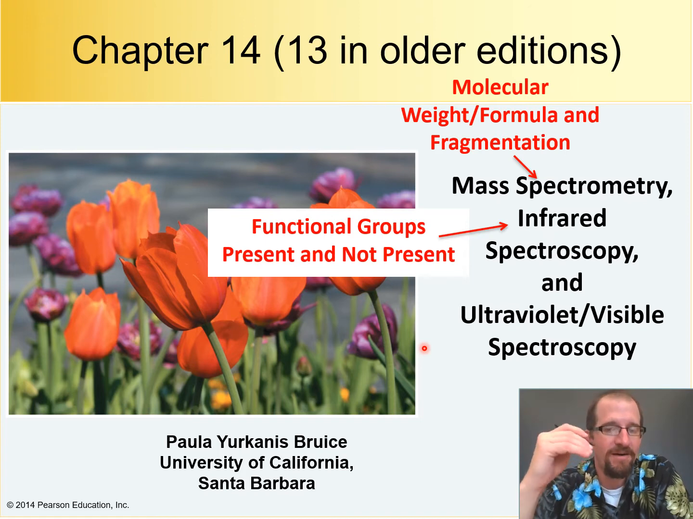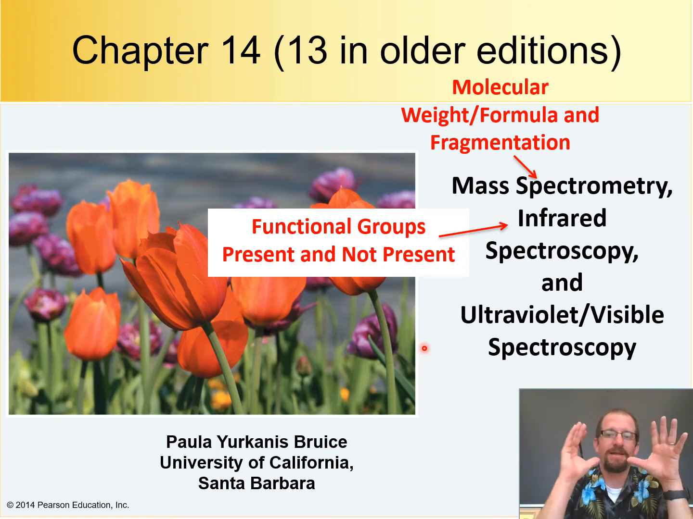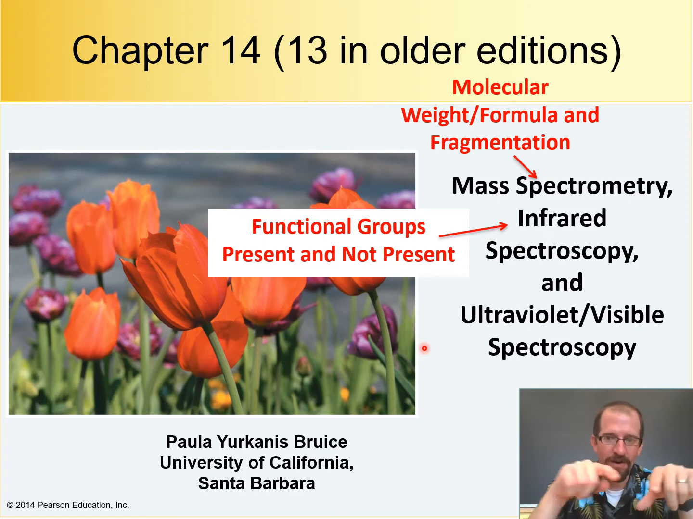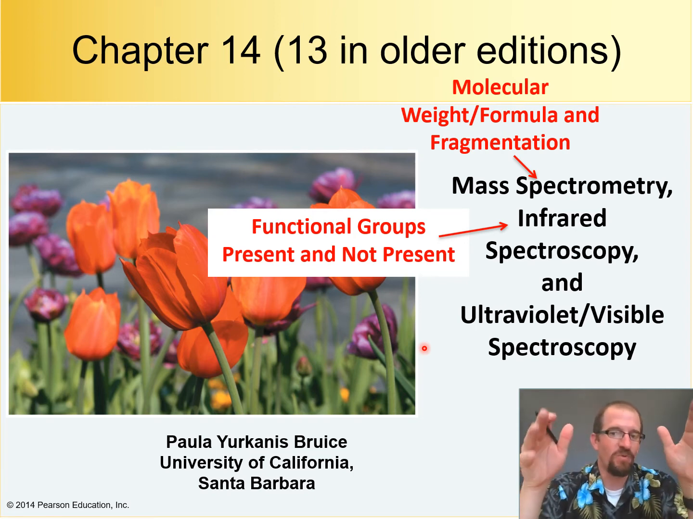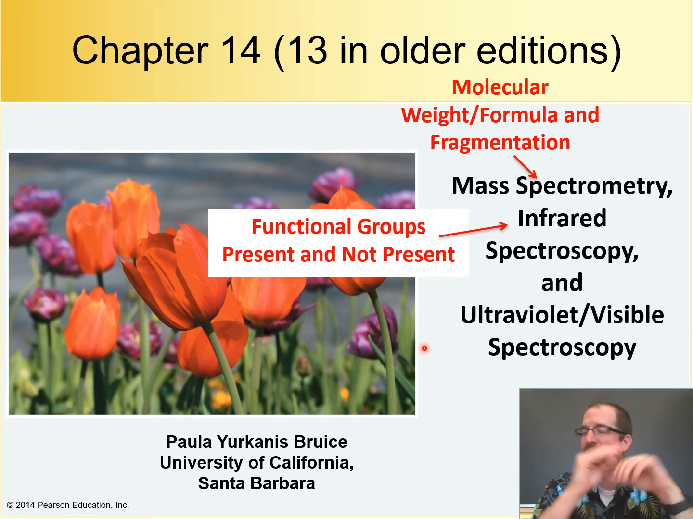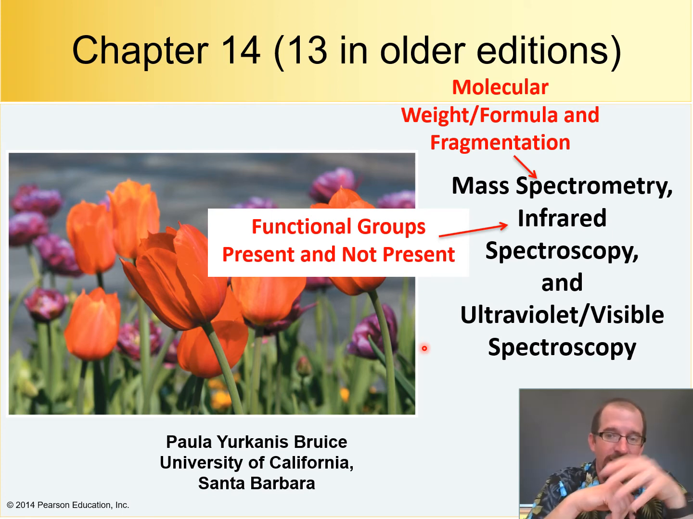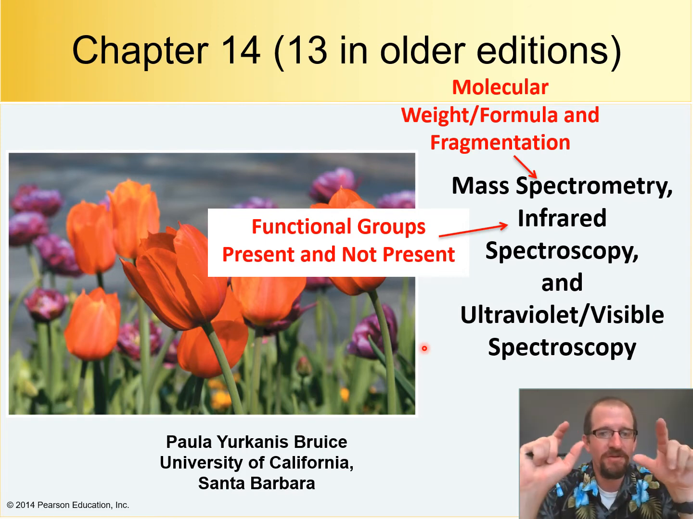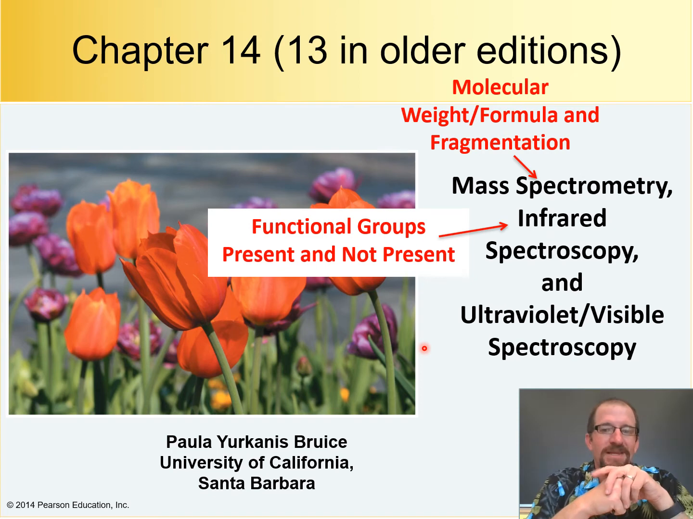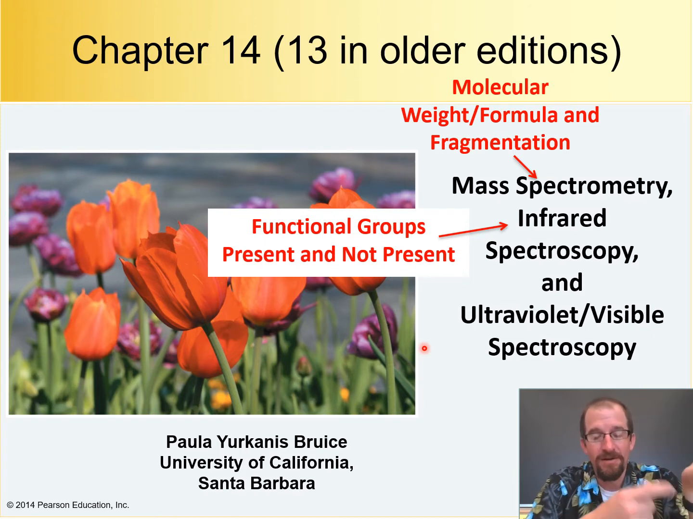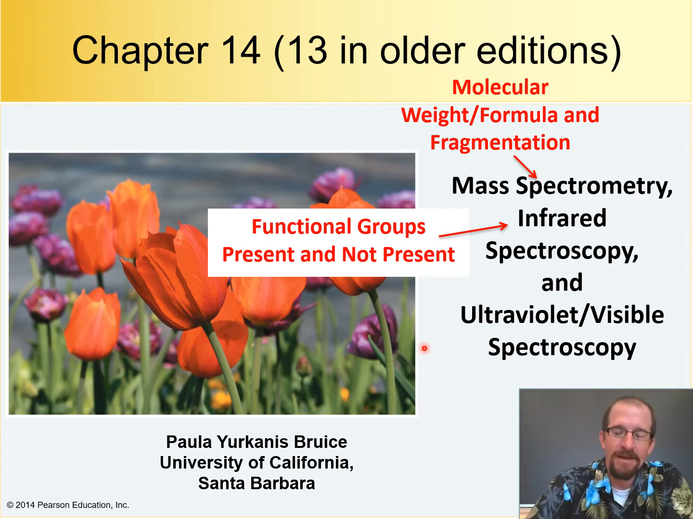So with IR, I like to think of it as puzzle pieces. We're finding out what puzzle pieces are in the puzzle. Do we have a carbonyl? Do we have an alcohol? Do we have an alkyne? Do we have a nitrile? Do we have a carboxylic acid? Right? Each of those are different puzzle pieces that would be part of our molecule. And as I show here, equally important is, do we not have a carbonyl? If we don't have a carbonyl, oh, well then we must have something else.